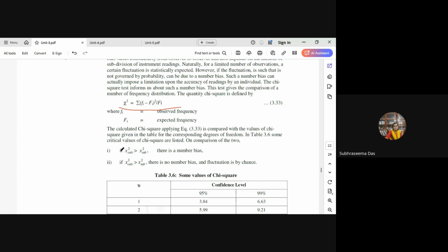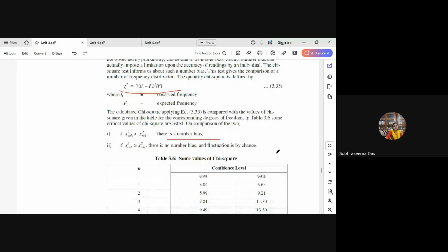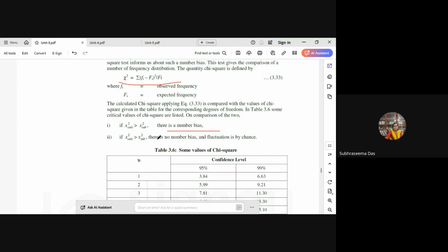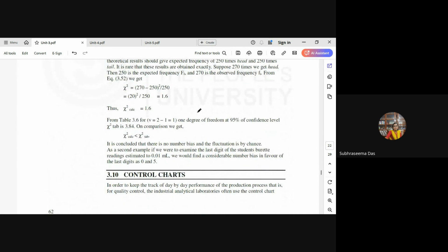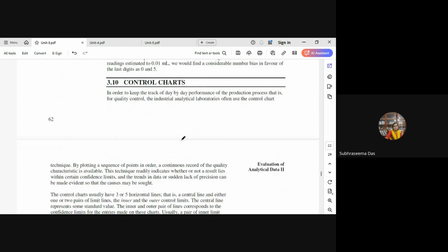If the chi-square calculated is greater than the chi-square present in table 3.6, there is a bias, and the confidence level is given here. But if the chi-square calculated is lower than the chi-square present in the table, then there is no bias and the fluctuation happens by chance. Here an example is given, you can go through it.